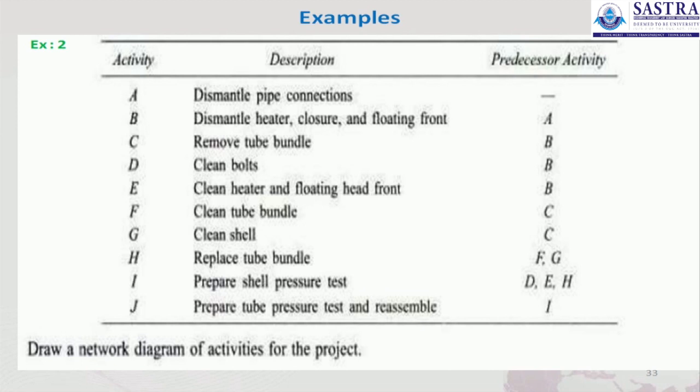In the second example, I'm not giving any descriptions here. I'm just starting with the table. Through the table we have an activity, a description, and predecessor activities. So the question is, draw a network diagram of activities of this project. You can see here activities A to J, and the predecessor activity for starting A is the nil event. So with the nil node, we have to start with the A activity.